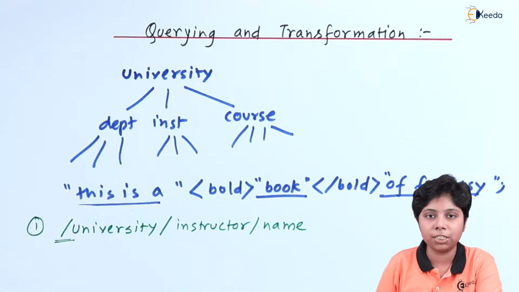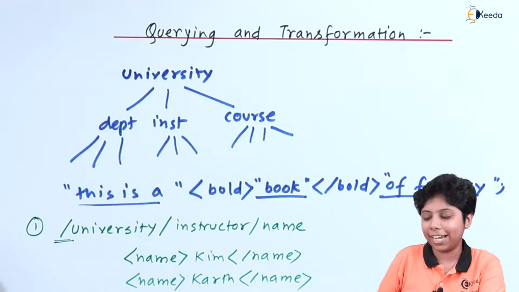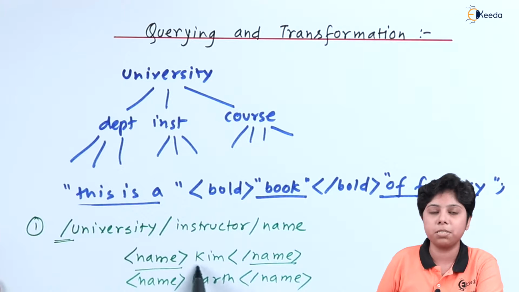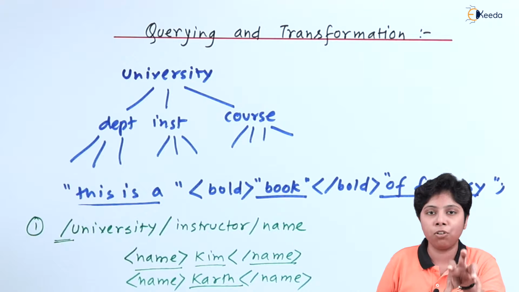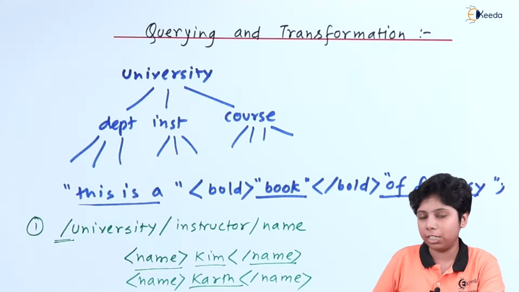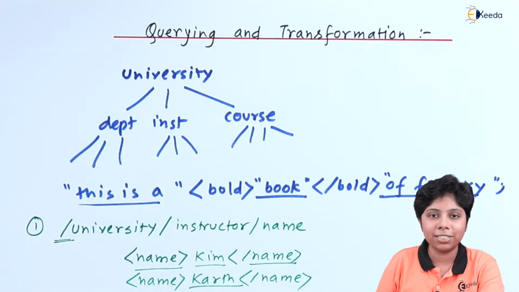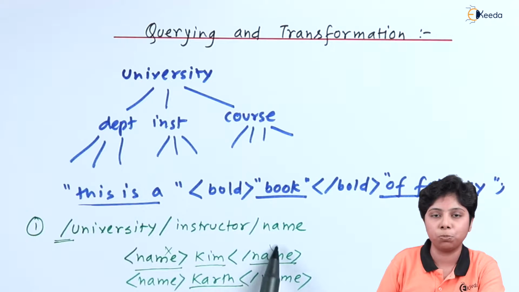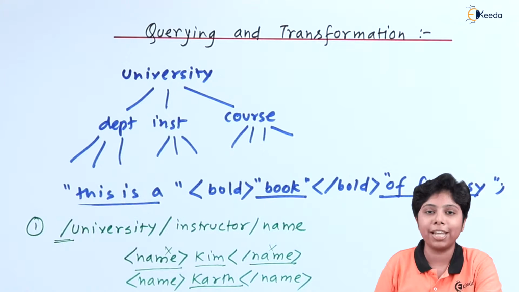So the result of this query will be, let us see, enclosed within a name tag, all the names of the instructor relation. That is the instructor elements in the university, and the names will be displayed here, enclosed within a name tag. But as a result of the query, we do not want this name tag to be displayed as an output. How do we modify the XPath so that we can have only the names, not the tags?